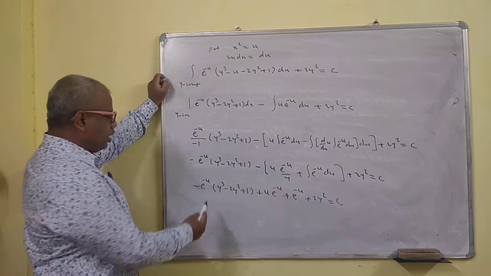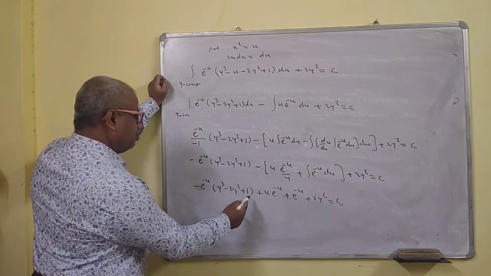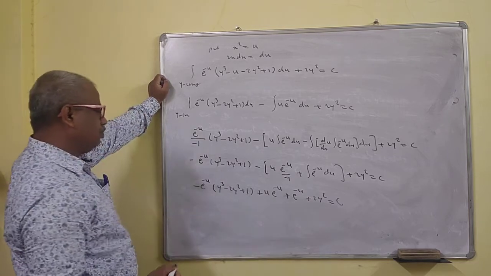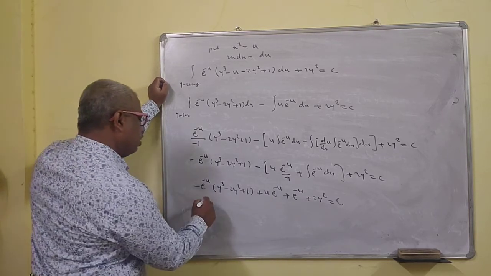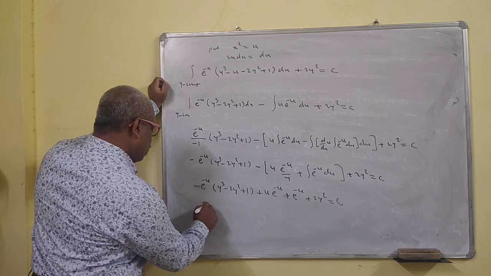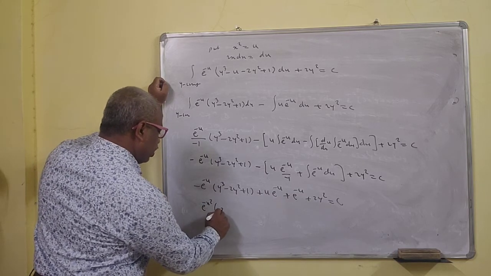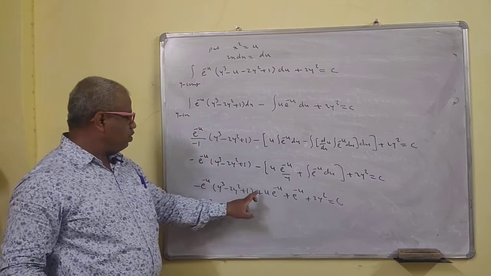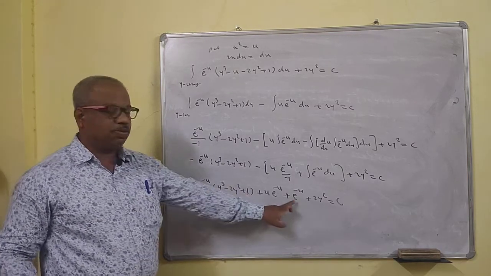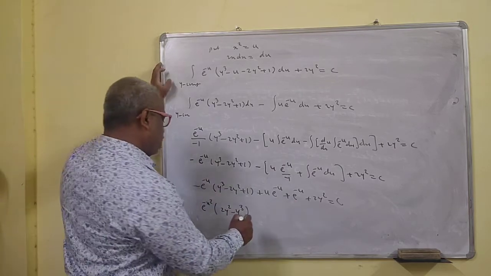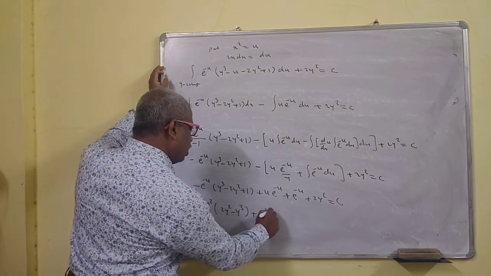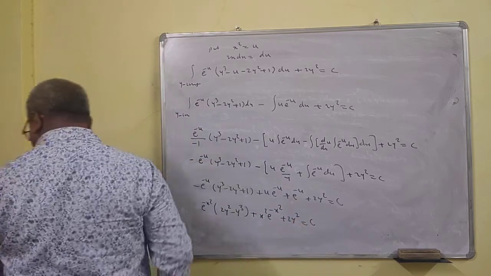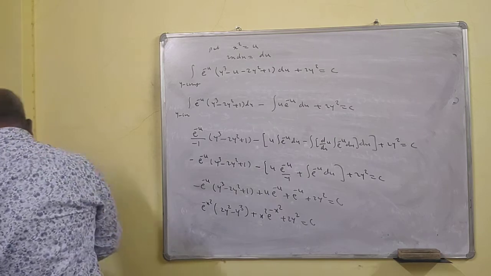Now you see that if you simplify this, this becomes plus and this becomes plus now. So this is e raised to minus x square, twice y square minus y cube. This will be minus, this will become plus, it will get cancelled. Plus x square e raised to minus x square plus twice y square is equal to c. This is your required solution of the differential equation.